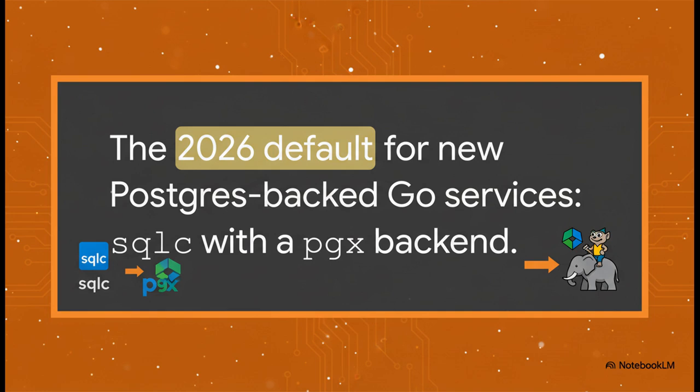The clear, actionable takeaway here is this. If you're building a new Go service on top of Postgres, your default choice should absolutely be sqlc with a pgx backend. You get safety, performance, and schema validation, all at compilation time. It's a no-brainer.